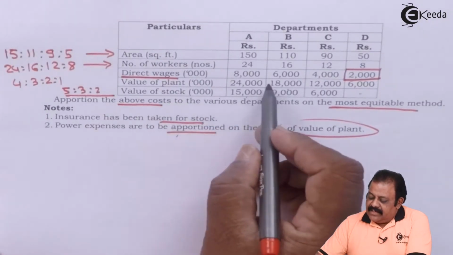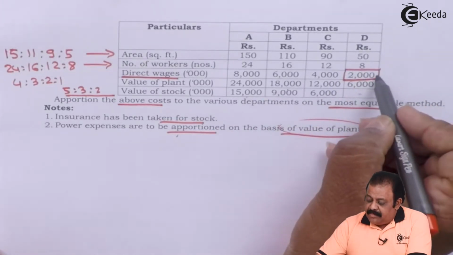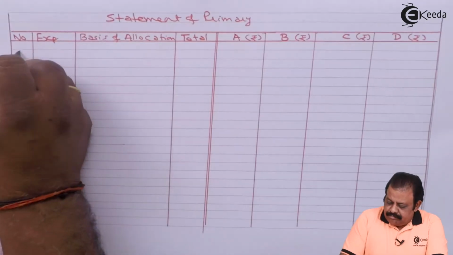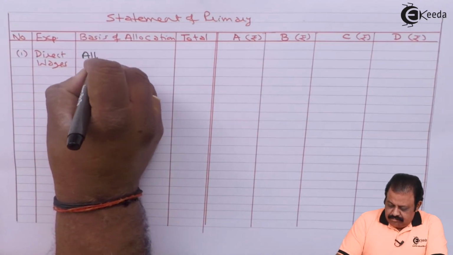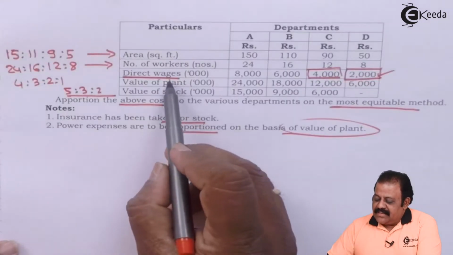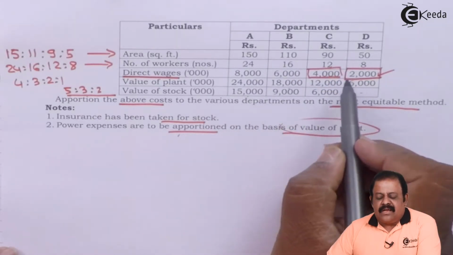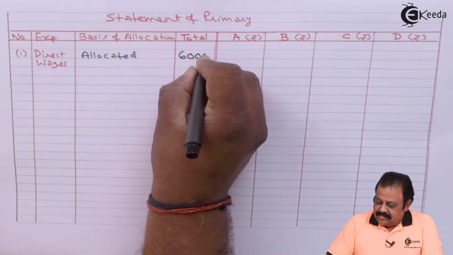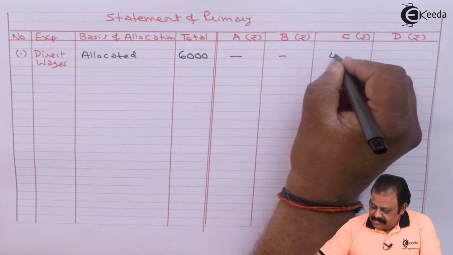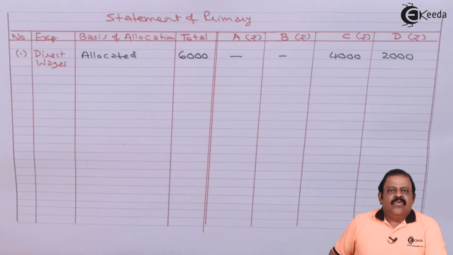First we'll record the amount of direct wages: department A 8,000, department B 6,000, and 4,000 and 2,000 for the service departments. In the case of service department D, direct wages will not be considered as direct wages. They will be treated as overheads.